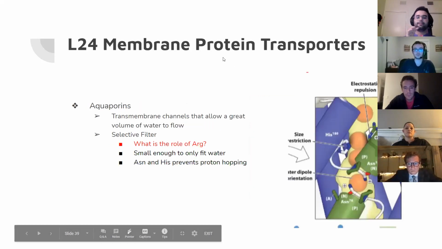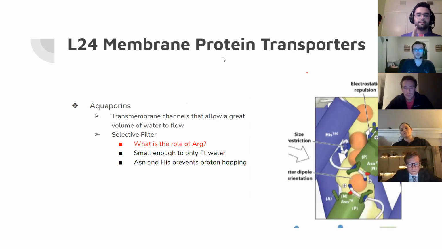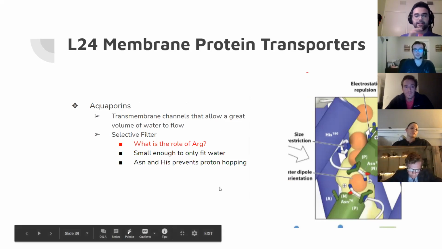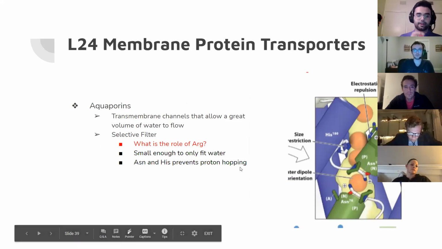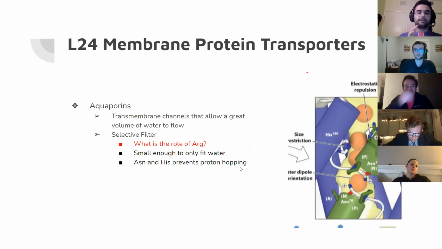So aquaporins, these are transmembrane channels that are great for water flow, okay? So these actually have selective filters. As you can see, we have arginine, asparagine, and histidine. Asparagine and histidine are going to be the ones preventing proton hopping, and then arginine is going to be the one preventing ions from ever reaching that aquaporin, because even though the aquaporins are small for water to move through, they're also small where ions can sometimes try to get through. But arginine kind of just makes sure that nothing gets through there. Okay, it's kind of like that gate.